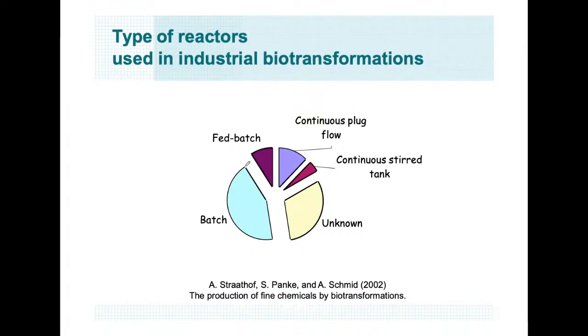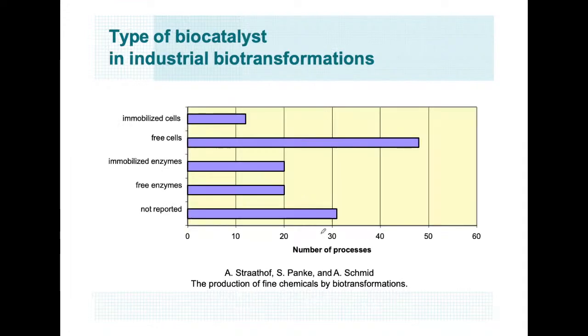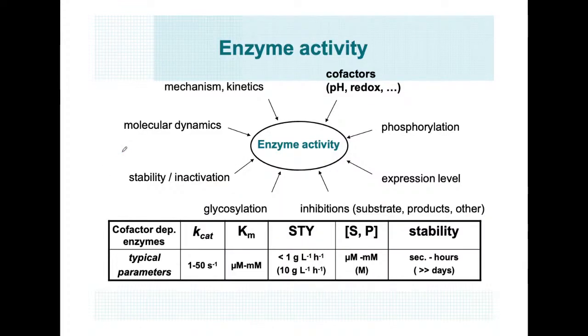Then the kinds of reactors that are used during the production of enzymes. The most common are the batch reactor, then fed batch reactors, then continuous plug flow, continuous stirred tanks. This you might have understood in the bioreactors. Then there are free cells, immobilized cells, free enzymes, and immobilized enzymes that are highly used in the industry.